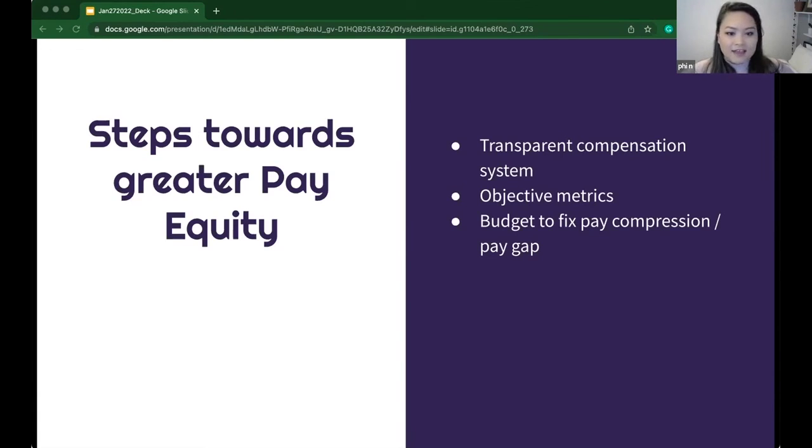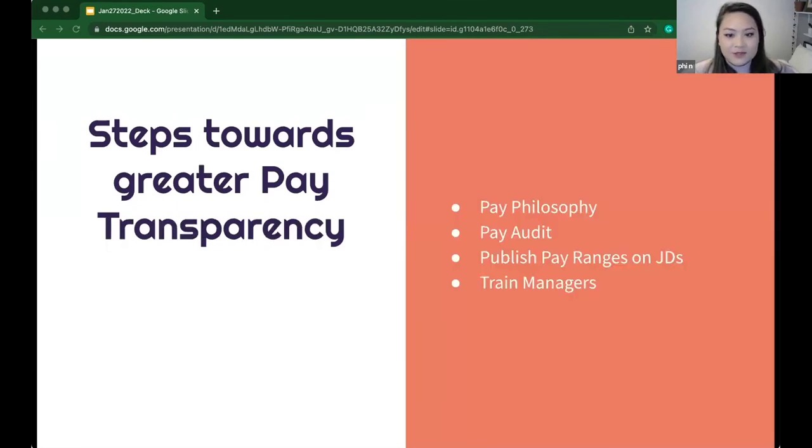Next slide. These are some basic steps you can take to get your company towards a more transparent pay system. You can start with the basics, which is establishing a pay philosophy that aligns with your company culture and HR strategies, like I mentioned earlier: recruiting, hiring, performance management. You could conduct a pay audit, and it's scary, but be open to potential bad news because things aren't equitable. But that's the first step in the right direction towards pay equity and pay transparency.